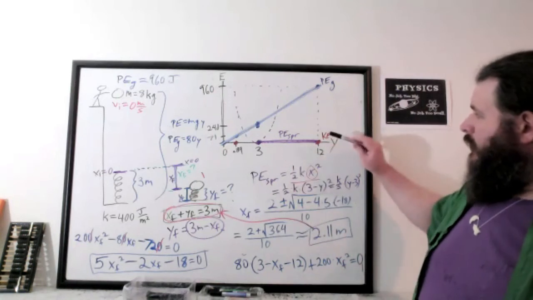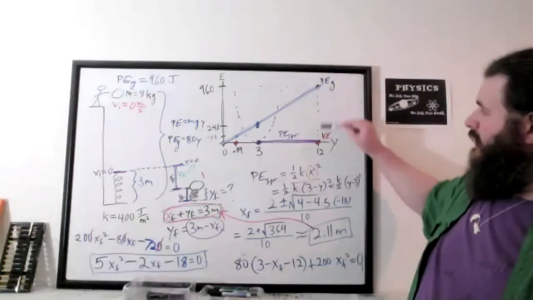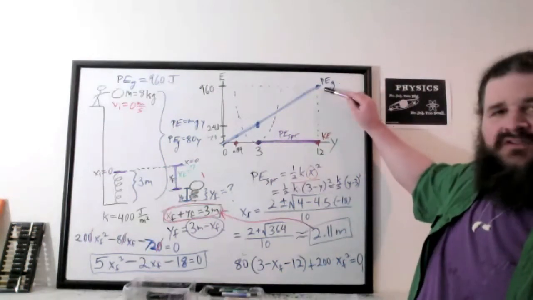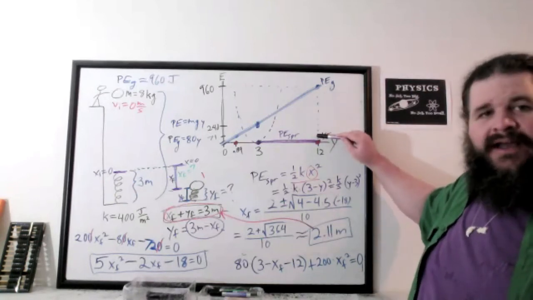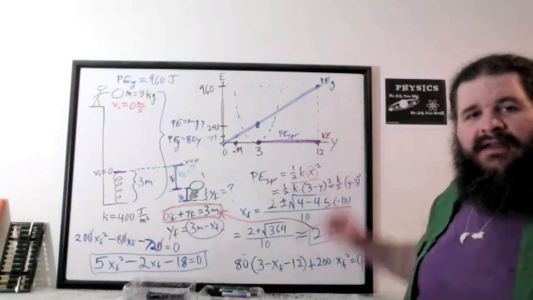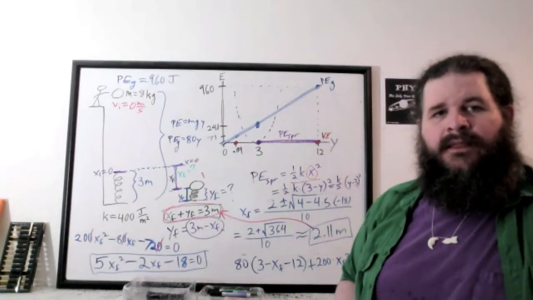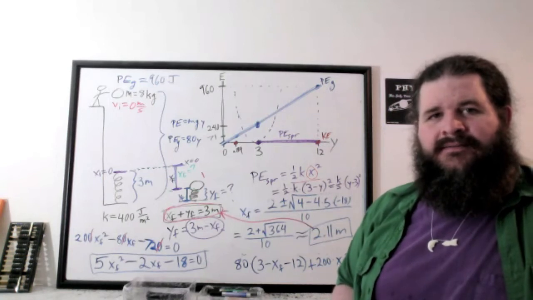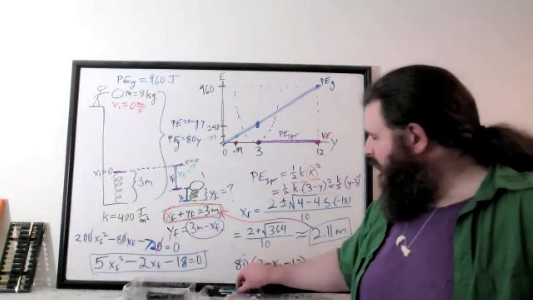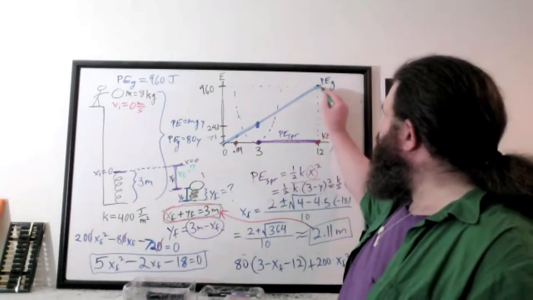And that means there is now one location where we know all the types of energy. We know we've got 960 joules of potential energy of gravity, no spring potential energy because the ball hasn't hit the spring yet, no kinetic energy because we've just dropped the ball. So at that location, what is the total energy? 960. Right, we've got 960 joules of total energy.